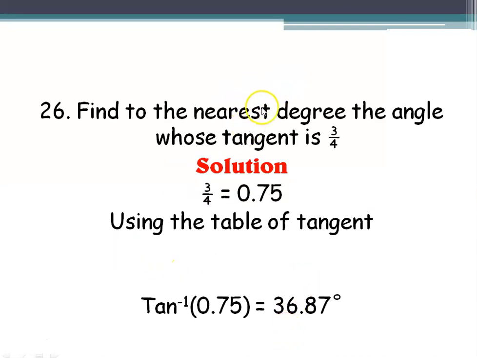Question 26 says, find to the nearest degree the angle whose tangent is 3 over 4. Okay, first of all, I'll change 3 over 4 to decimal, and that will give me 0.75. So the next thing I'm going to do is to look at 0.75 in my tangent table. Remember, we did something like that in one of our questions. By the time I check 0.75 on my tangent table, I'm going to see it's under 36.87. So that means arctan 0.75 is 36.87 degrees. Is that taken? So that is the answer, 36.87 degrees.